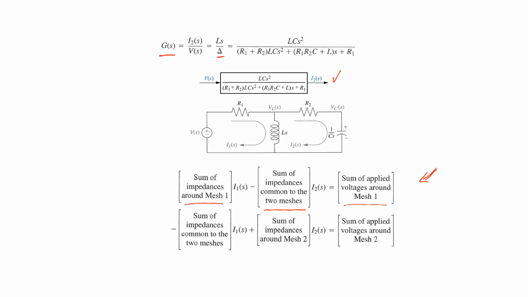Like I can write the equation directly by looking at this network: the sum of impedances around mesh 1 is R1 plus L of s, into I1 of s, minus the sum of impedances common to the two meshes, which is just L of s multiplied with I2 of s, and equals the sum of applied voltages around mesh 1, which is just V of s.